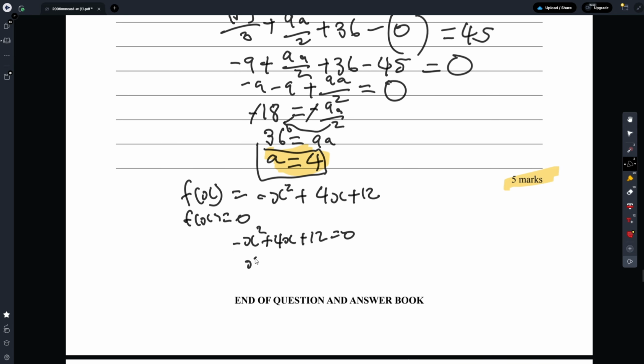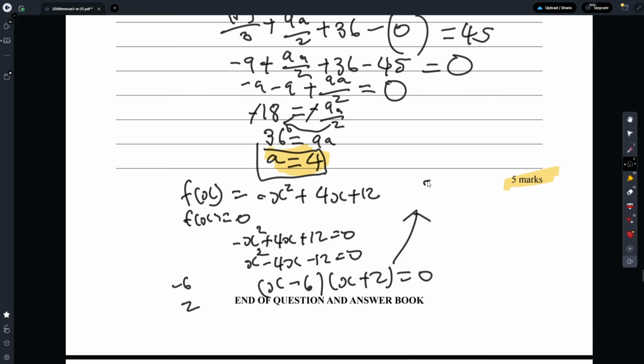Negative x squared plus 4x plus 12 equals 0. Take out the factor of negative, so we flip everything. Factorize this. Factors of negative 12 that add to negative 4. That's negative 6 and 2. So x minus 6, x plus 2 equals 0. It gives us x equals negative 2 and 6.